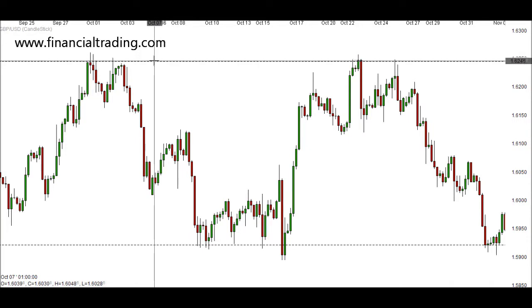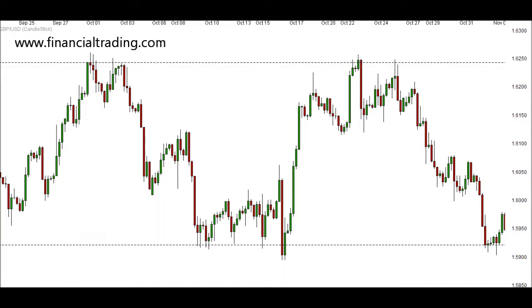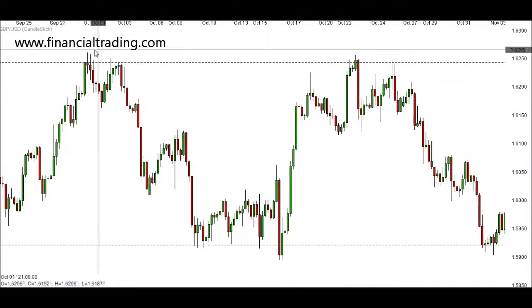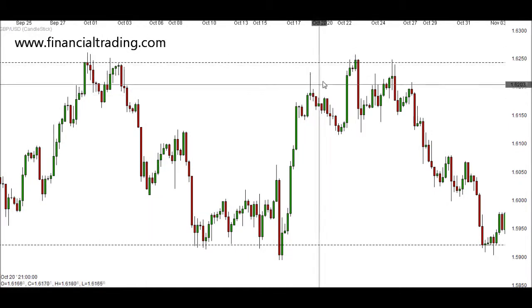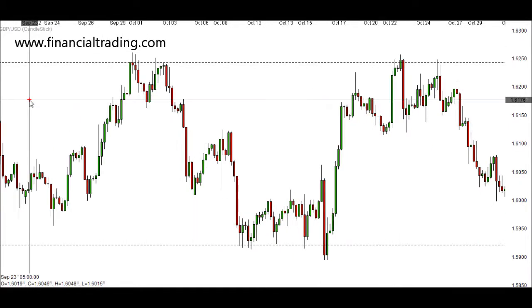And let's mark our resistance area. Let's mark that here. So once again, we have rejection here and here, rejection here. So as discussed in previous videos, engulfing candles can show us where the momentum or strength is in the market.